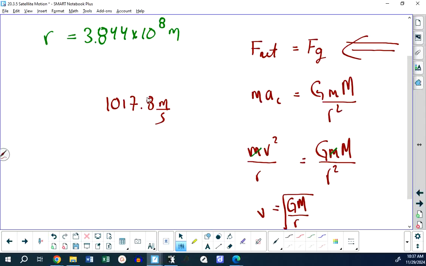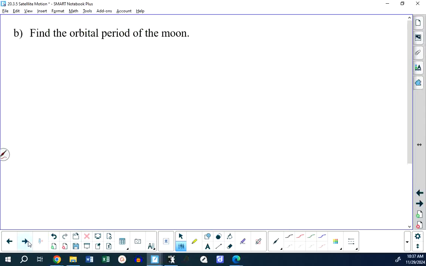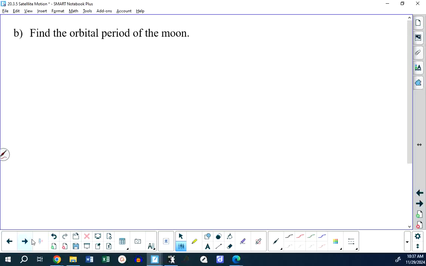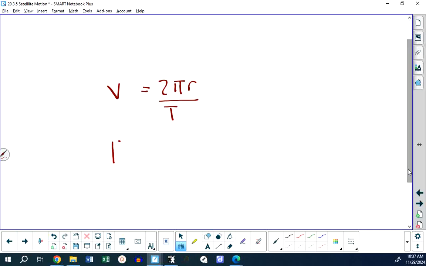And then the next question says, what's the orbital period of the moon? How long does it take? Now, I have a certain way that I think is best to solve this problem. Even though you may not be asked to find the speed, when you're asked to find the orbital period, find the speed first. Okay? Why is that helpful? Because we know this speed is a centripetal speed, and we know that it's equal to 2 pi r over T. So all we have to do is put the speed into that formula and find the period.